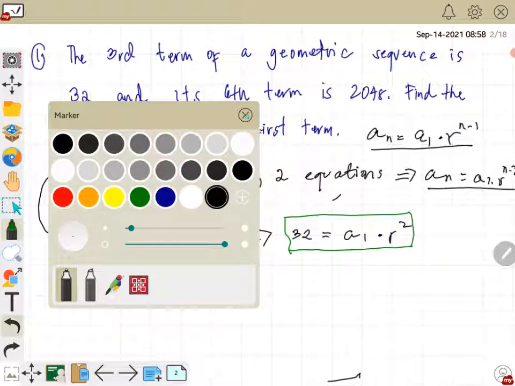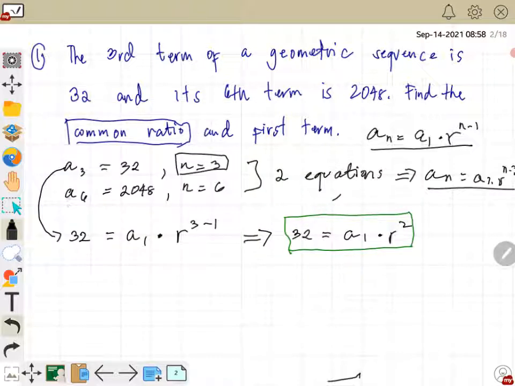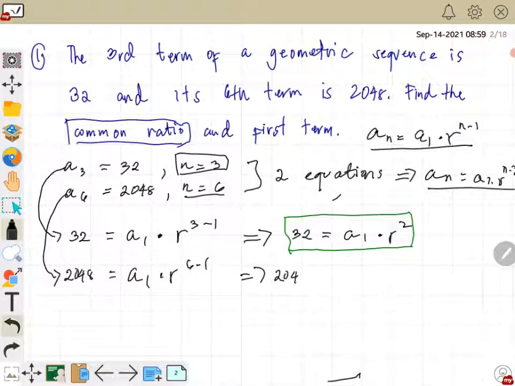Our second equation will be utilizing this information. It's the same. We have 2048 equals a sub 1 times r raised to, what is our n in this case, is 6, so 6 minus 1. This in turn gives us this equation: 2048 is just a sub 1 times r raised to 5.